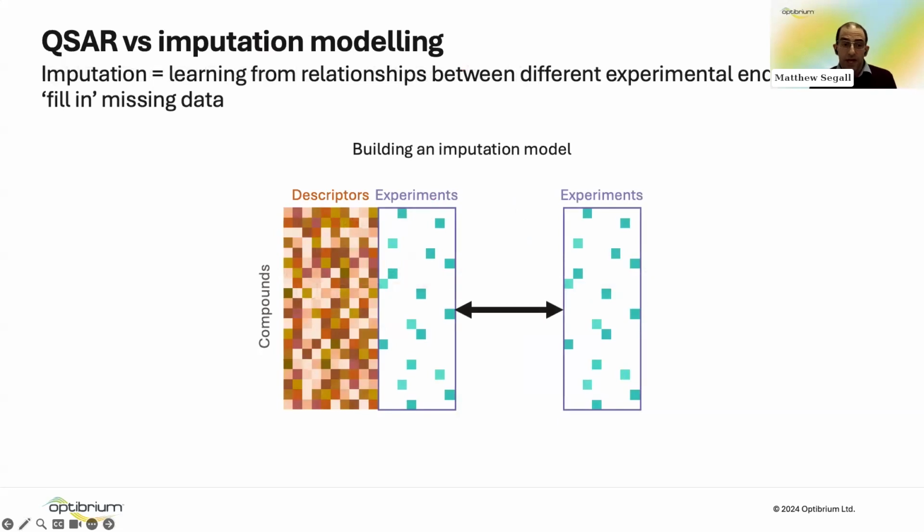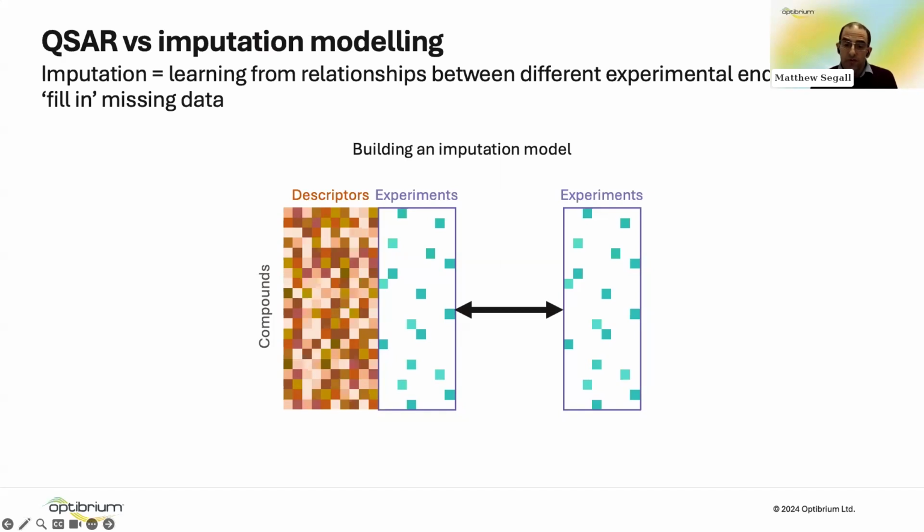Now, imputation is quite a different process. This is about learning from the relationships between different experimental endpoints to fill in the missing data. So here what we have are the descriptors, which we can calculate, so we can still capture that structure-activity relationship. But we also have a sparse matrix of experimental data. We have multiple experiments we're looking at, multiple endpoints that we've measured.